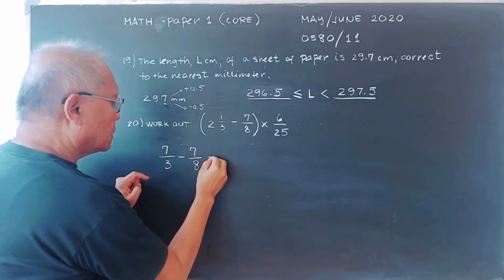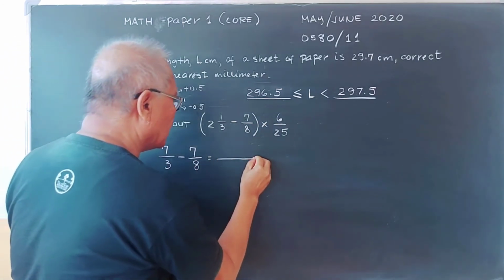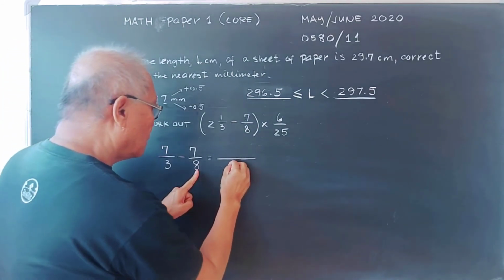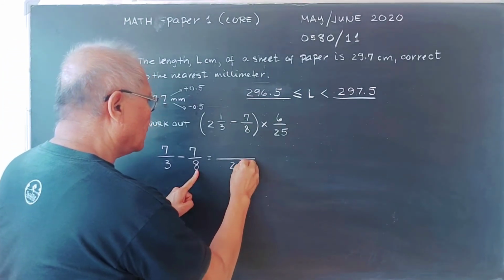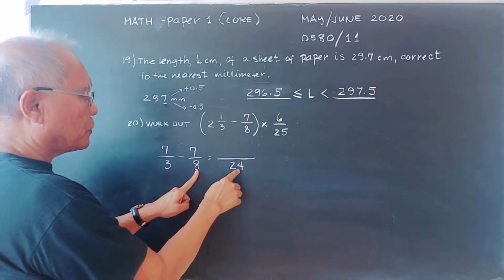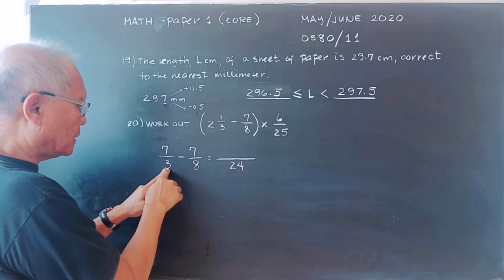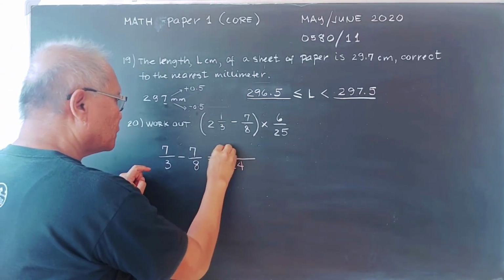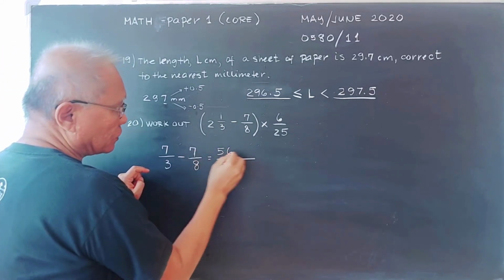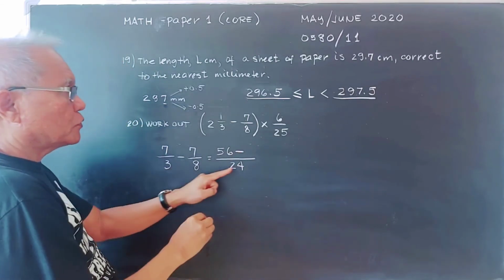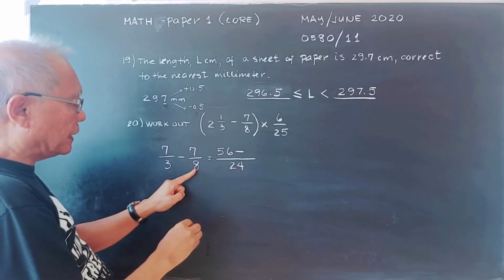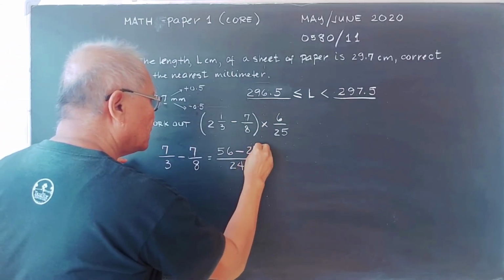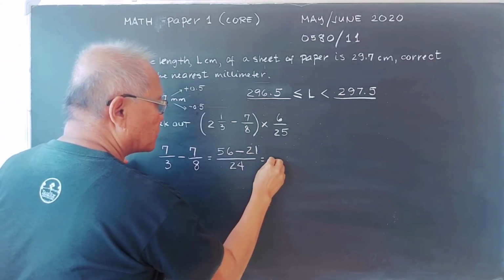Okay, let's find the difference of these two fractions here. So let's find the LCD. The LCD of 3 and 8 is 24. So I have 24 divided by 3, of course it's 8, times 7 is 56, minus 24 over 8 is 3, times 7 is 21. Then we can subtract now.